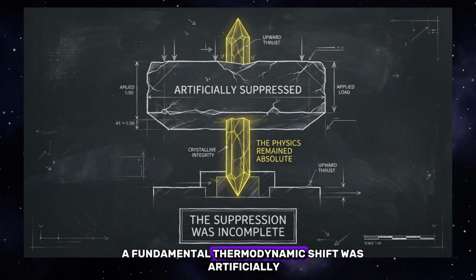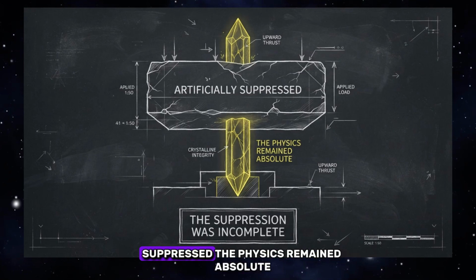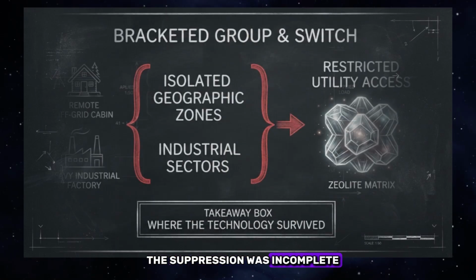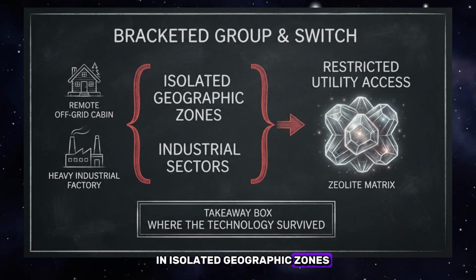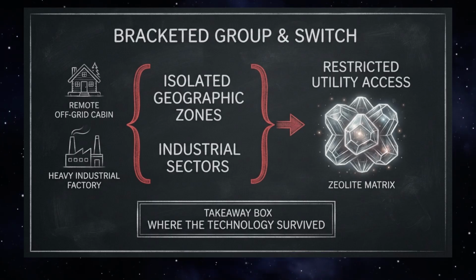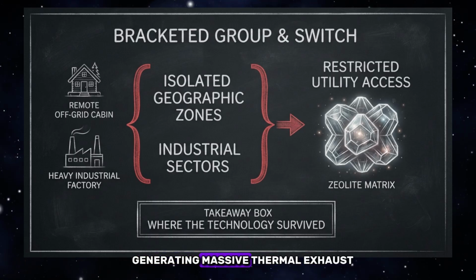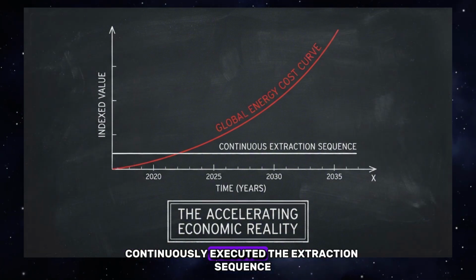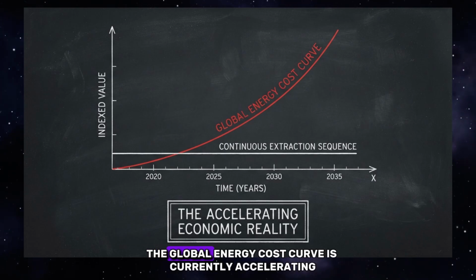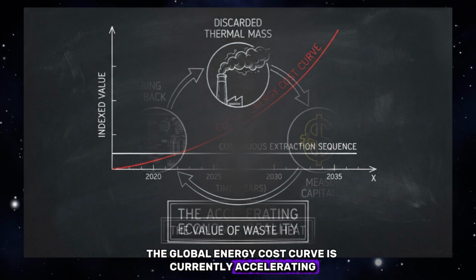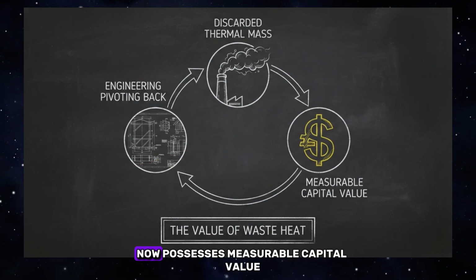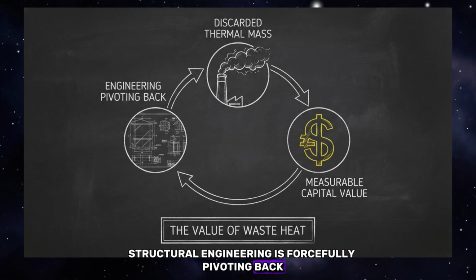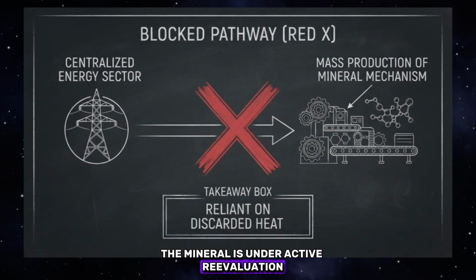A fundamental thermodynamic shift was artificially suppressed. The physics remain absolute. The suppression was incomplete. In isolated geographic zones with restricted utility access, in industrial sectors generating massive thermal exhaust, the microporous matrix continuously executed the extraction sequence. The global energy cost curve is currently accelerating. Discarded thermal mass now possesses measurable capital value. Structural engineering is forcefully pivoting back. The mineral is under active re-evaluation.